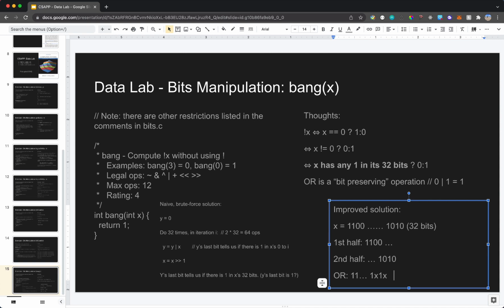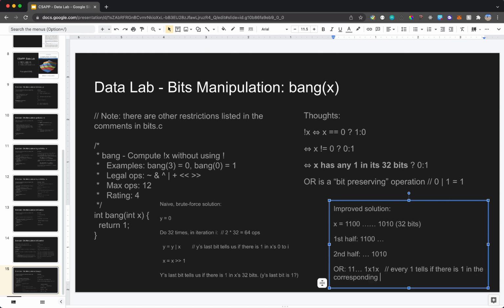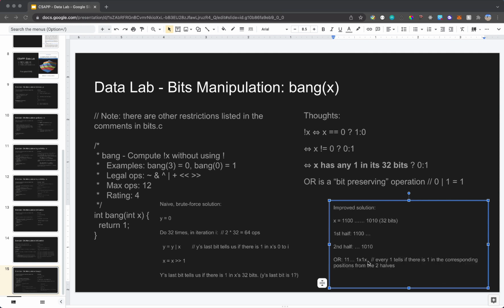What this means is array 1 tells us whether there is 1 in the corresponding position from the 2 halves here. And this result is 16 bits here.